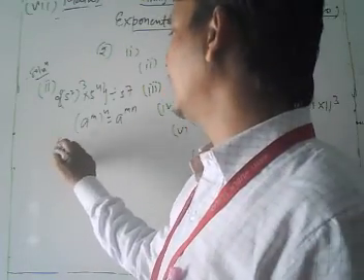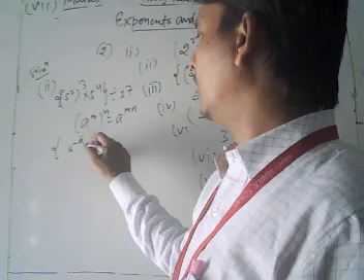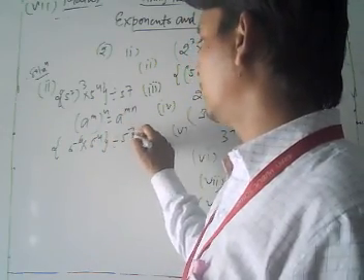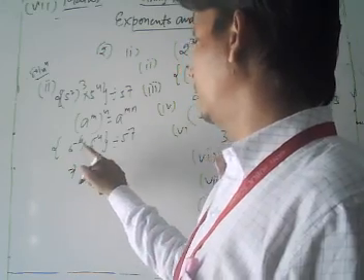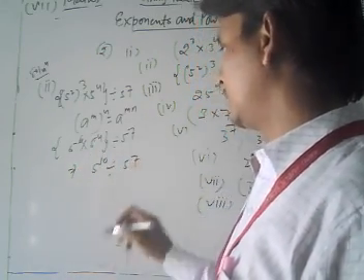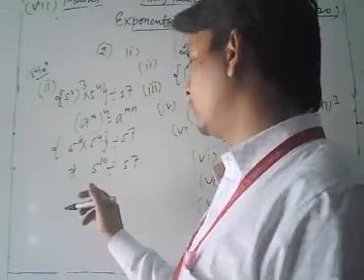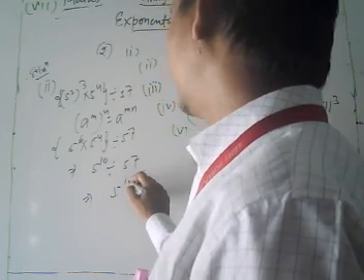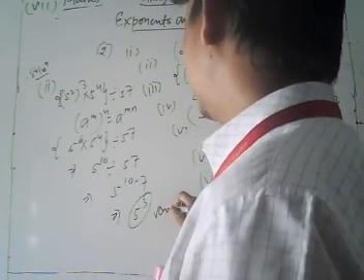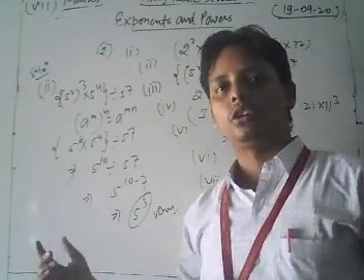So we get 5 to the power 2 into 3 is 6 into 5 to the power 4 divided by 5 to the power 7. So we get 5 to the power 6 plus 4, that is 10, divided by 5 to the power 7. Now here we apply the laws of exponents. So we get 5 to the power 10 minus 7. So we get 5 to the power 3. This is our final answer. Okay. So dear student, this is the method to solve that type of question.